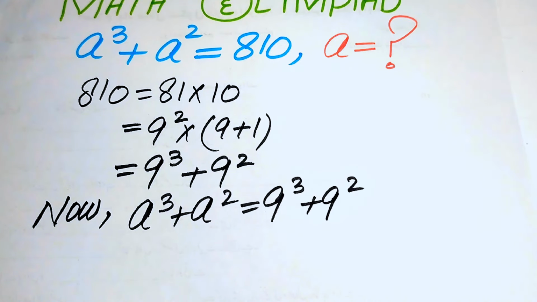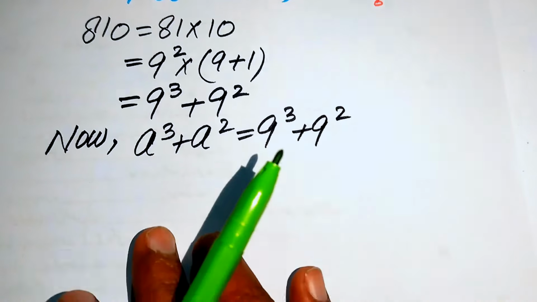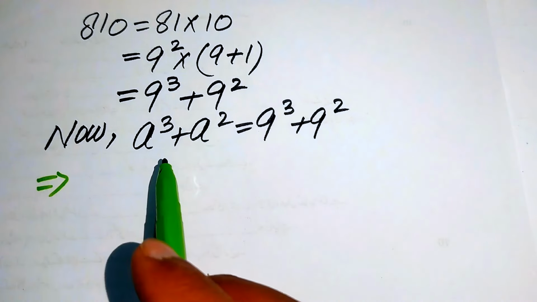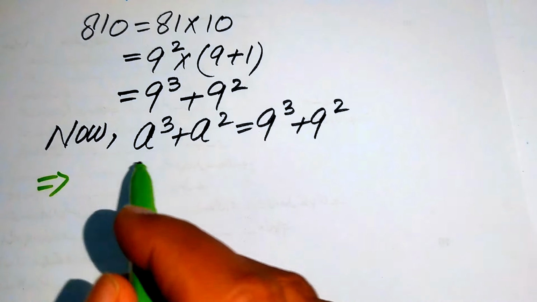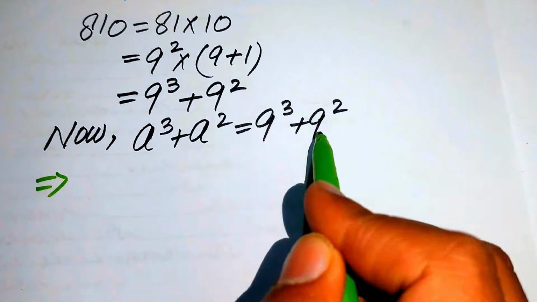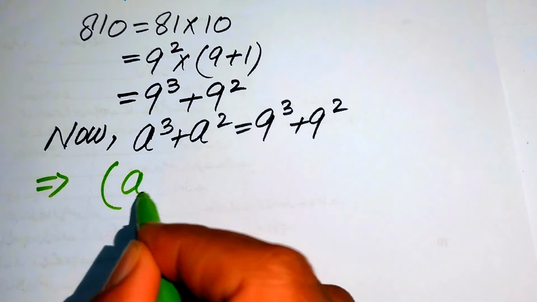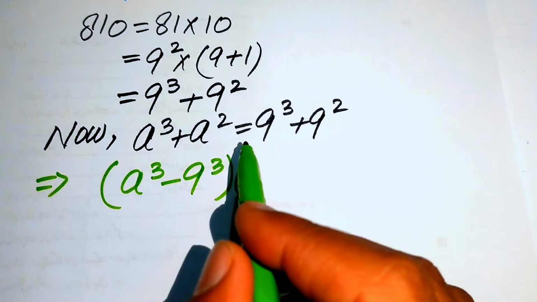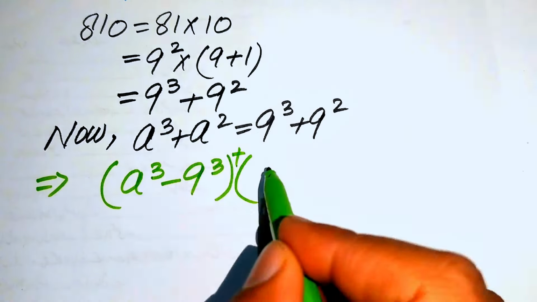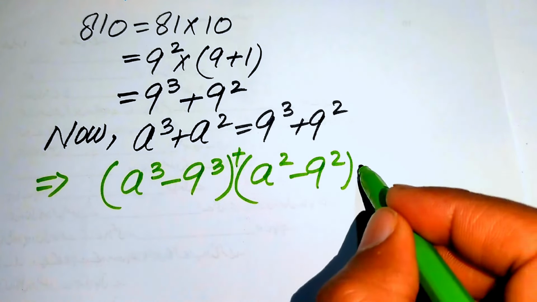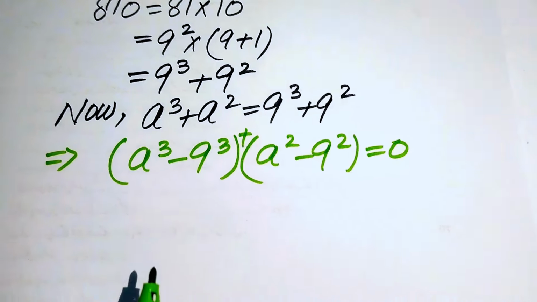In the next step, we move these two terms to the left hand side and we make the pair of cubic term as well as the square term. So we combine this a cubed with 9 cubed and a squared with 9 squared, and we get a cubed minus 9 cubed plus a squared minus 9 squared, and this whole equals 0.